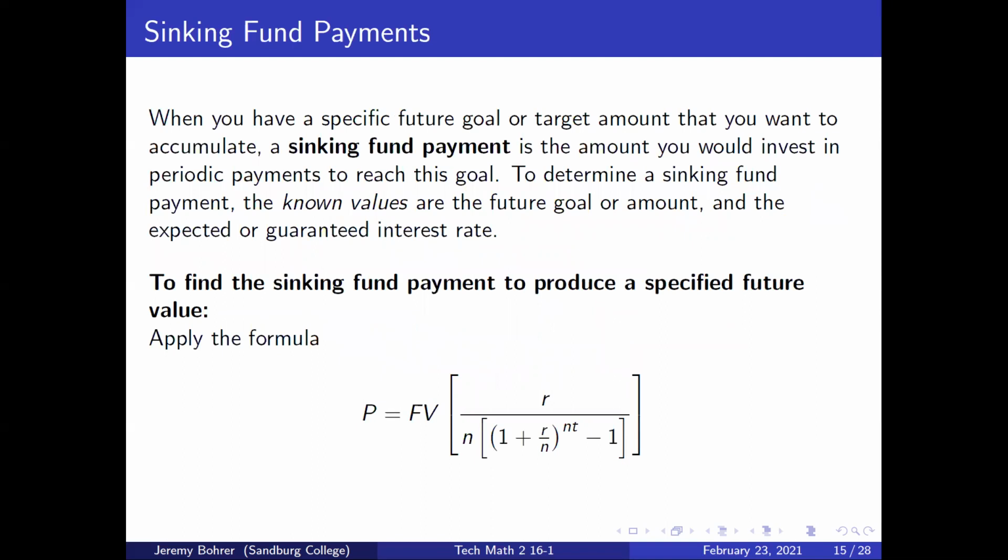Sinking fund payments. When you have a specific future goal or target amount that you want to accumulate, a sinking fund payment is the amount you would invest in periodic payments to reach this goal. To determine a sinking fund payment, the known values are the future goal or amount and the expected or guaranteed interest rate. To find the sinking fund payment to produce a specified future value, apply the formula P equals FV times R over N, divided by (1 plus R over N) to the NT, minus 1.